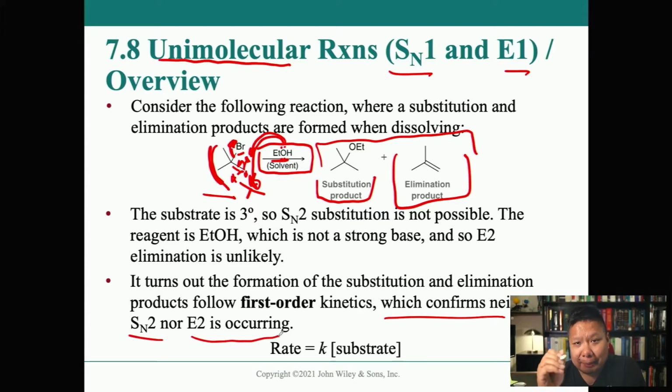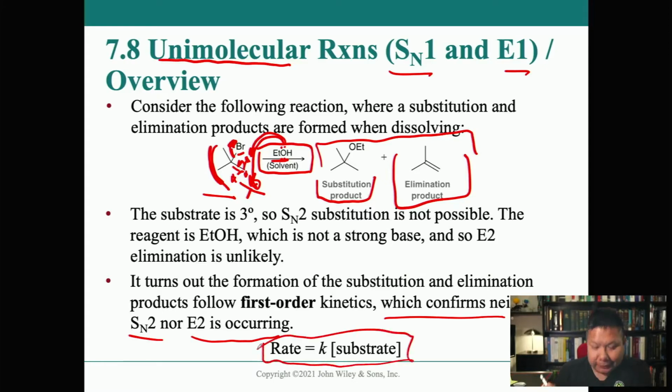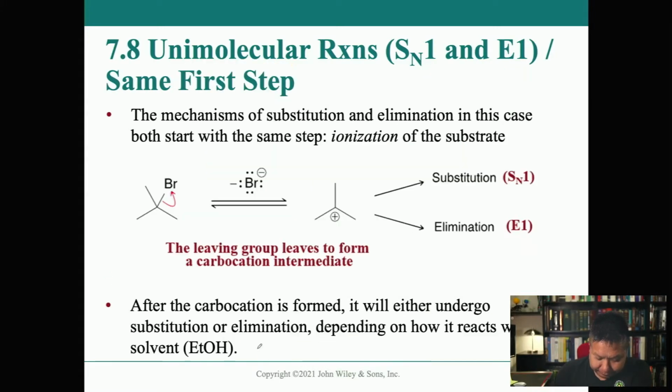Where the rate depended on both the concentration of the substrate and the nucleophile, right? Yes, the nucleophile. Or the base, that's what I was thinking of, or the base, right? But here, the rate K is only reflective of the substrate.